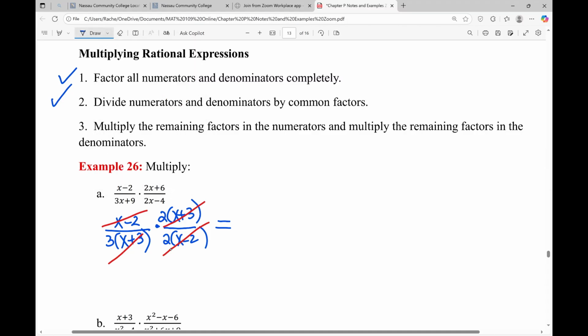So now step 3 is just multiply the remaining factors. And look what we have. All I have in the numerator is just a 2 left, 2 times 1, which is 2. And in the denominator, I have a 3 times a 2, which is going to be 6. And I can reduce this even further, right? 2 goes into itself once and into 6 3 times. So that's going to simplify to 1/3.